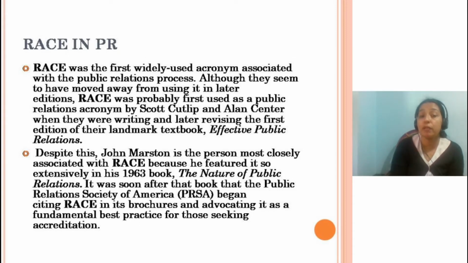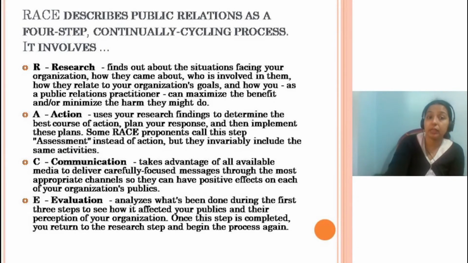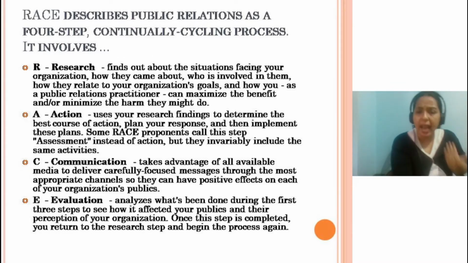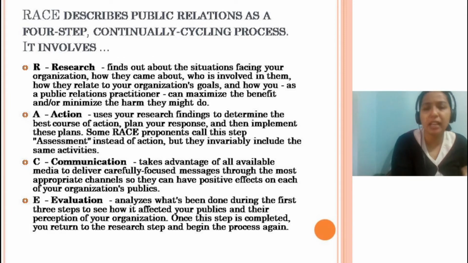And it was soon after the book that the Public Relations Society of America began citing RACE in its brochures and advocating it as a fundamental best practice for those seeking accreditation. And RACE describes public relations as a four-step continually cycling process. It involves again research, action, communication, and evaluation. And you can see that there are n number of formulas available. You can use any of these formulas to develop your public relations campaign. This is just a guideline. So the idea is yours.